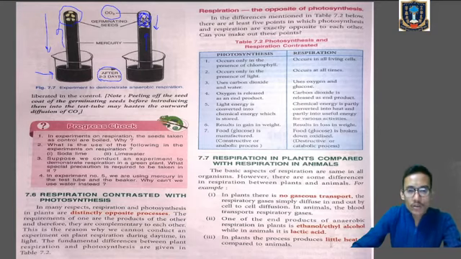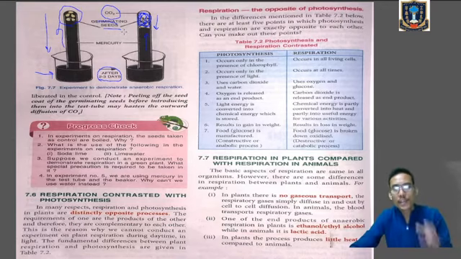Okay, so for the control setup, what can we do? For the control setup, instead of putting the germinating seed inside the test tube, we have to put the dead seed or the boiled seed along with an antiseptic like carbolic acid. In that case, in the control setup, no gas will be produced or liberated.